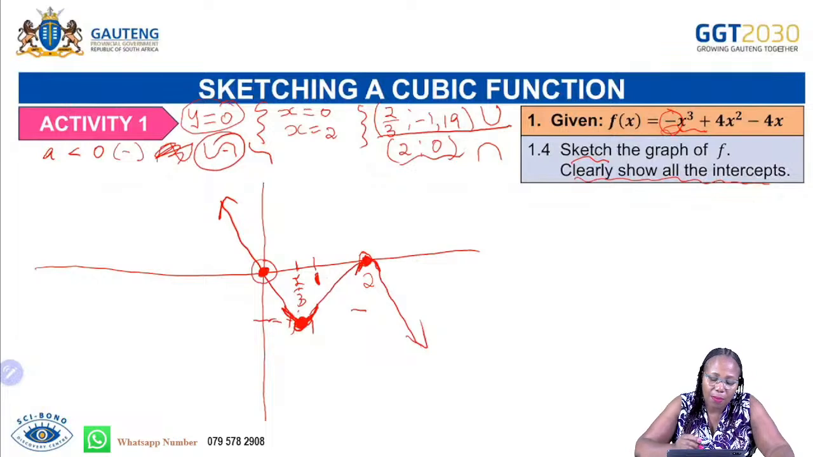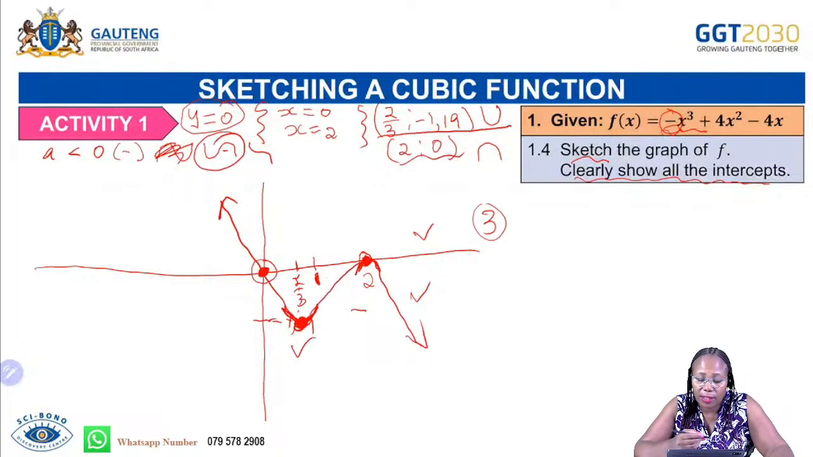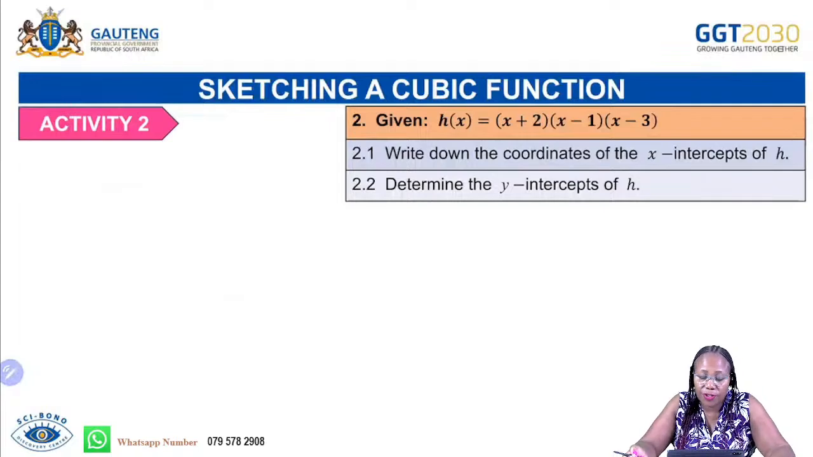Okay, and then 1 mark will be for the intercepts, 1 mark for the shape, and then 1 mark for the stationary points. This sketching is worth 3 marks. And then move on to activity 2, another type of your cubic function. In this case, they have already factorized for you. It is still an x cubed because it's 1, 2, 3 x's there. Then it says write down the coordinates of the x-intercepts. Why is it saying write down? Because they have already factorized for you.